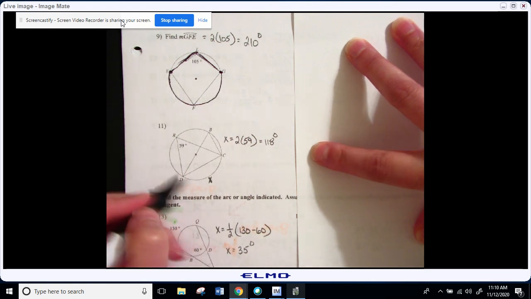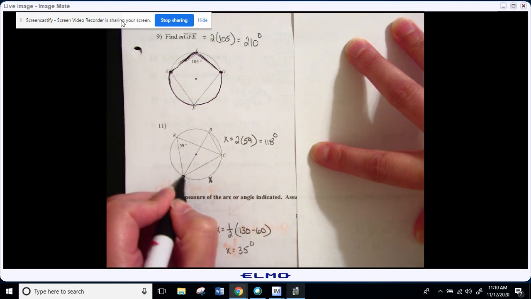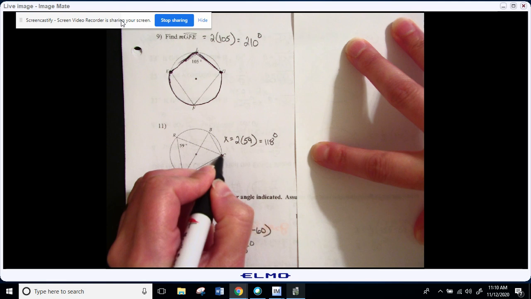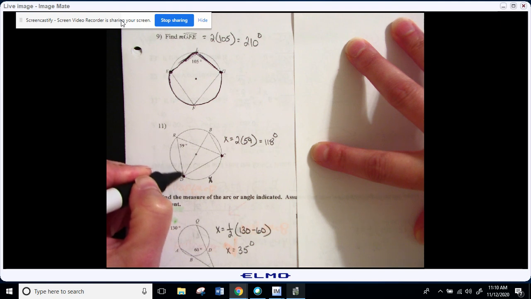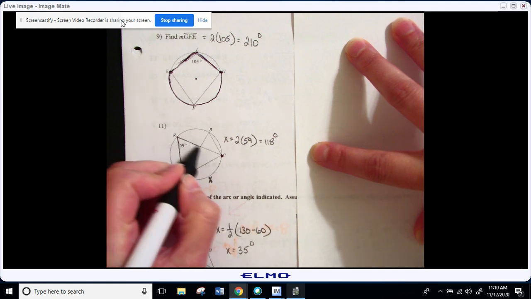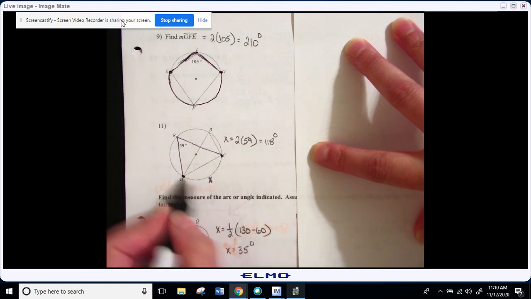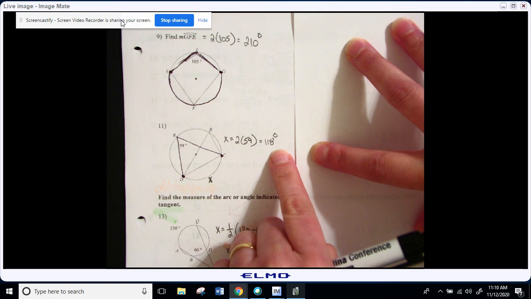This time you want to find DC, or you want to find that X. So from here to here, let's see. Again, I've got this angle, 59, that sits on the circle, opens up to the arc that I'm asked for. So if I double that 59, it's going to equal 118.